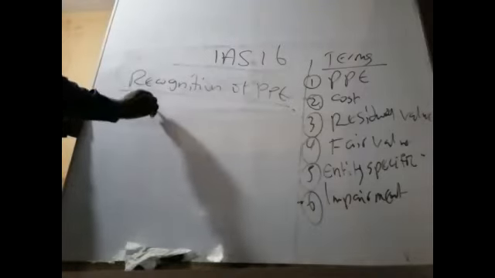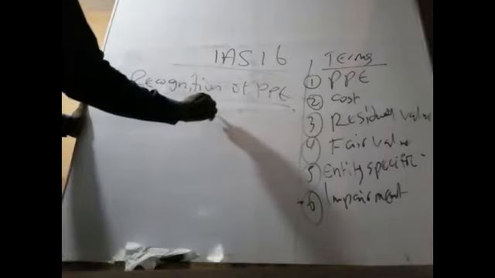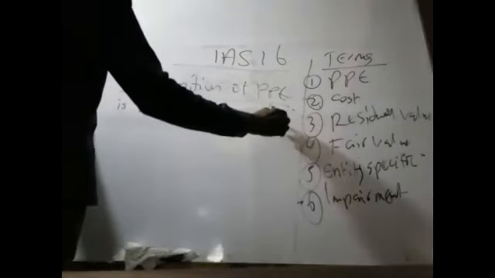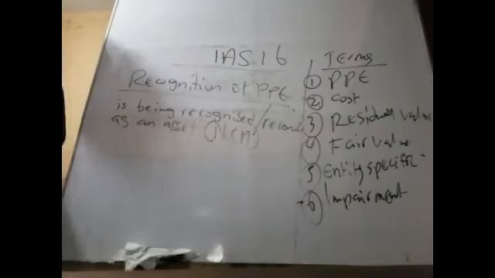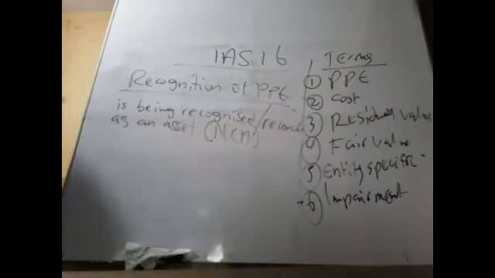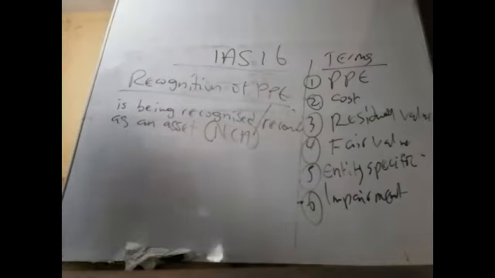So PPEs are recorded, or they are recognized. So tell the examiner that PPE is recognized. The word recognized is the same as recorded. Recorded as what? As an asset, in brackets non-current asset, to be specific. So all PPEs must be recorded as non-current assets if the following conditions have been satisfied.